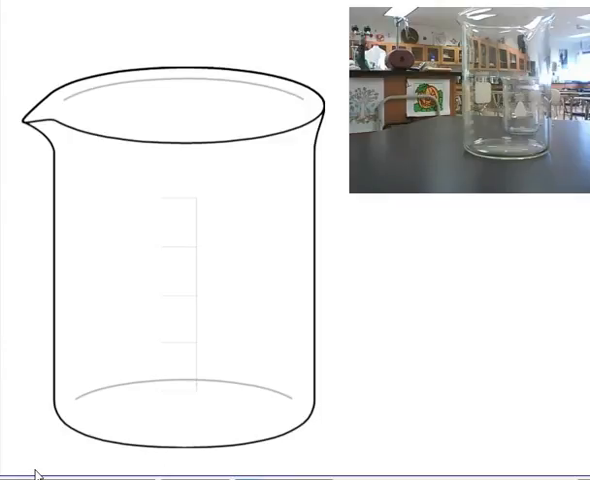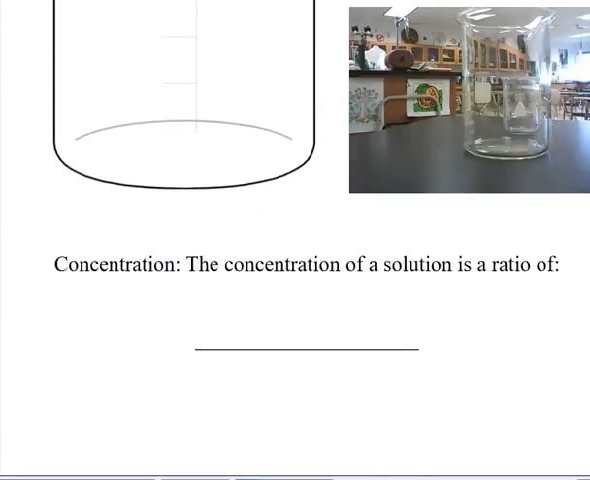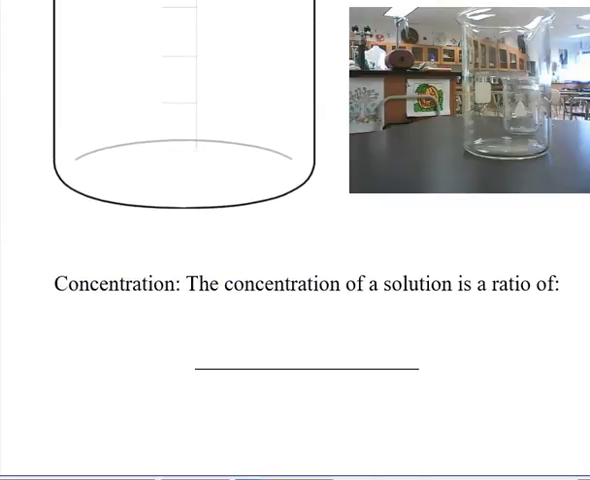So, concentration is a ratio of the amount of solute that you have, the amount of salt or gas that is dissolved, to the total amount that you have. So kind of like how percent composition by mass is part over whole, concentration will also be part over whole, but that part will be the solute.